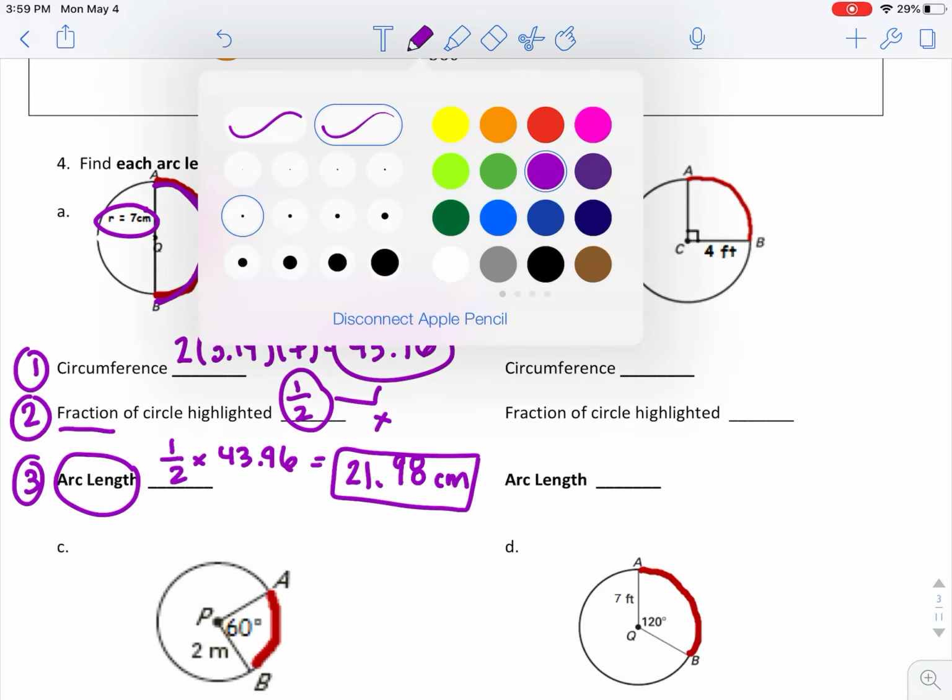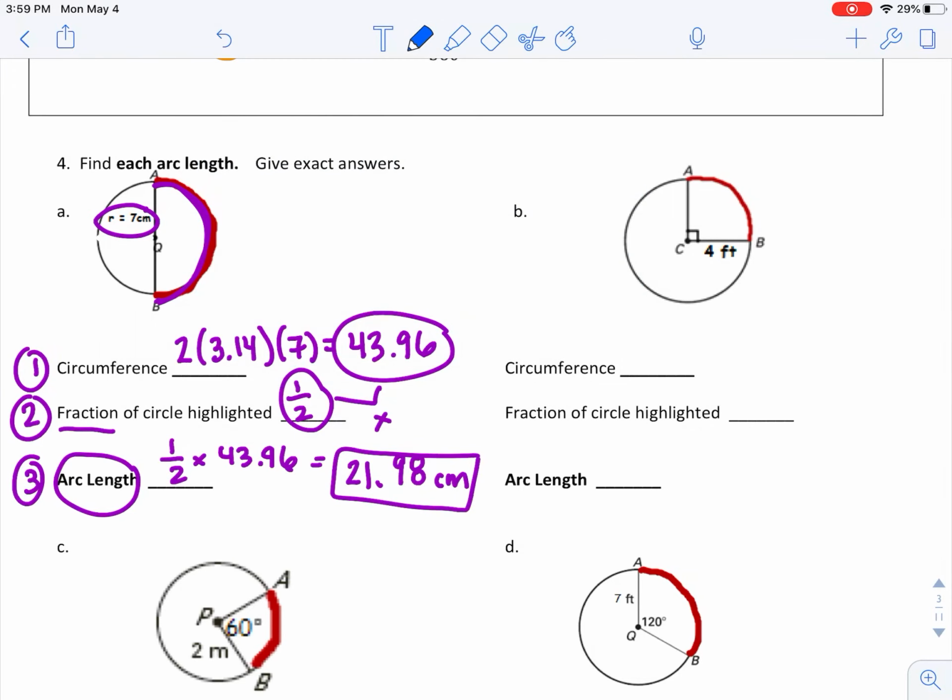So same idea here. You're going to find the circumference first. 2 times 3.14 times the radius. In this case, my radius is 4. Type that in my calculator. I get 25.12.